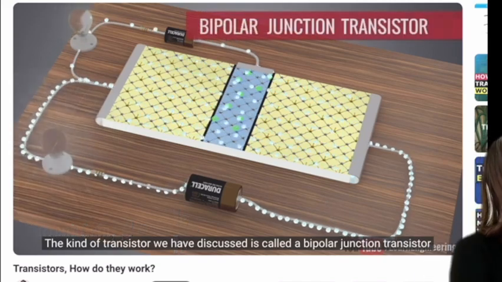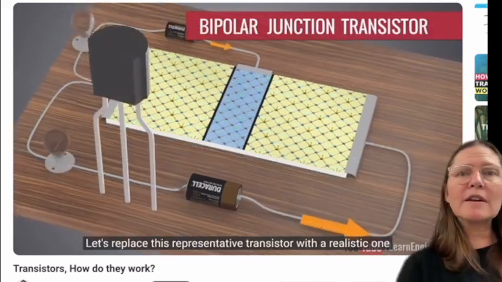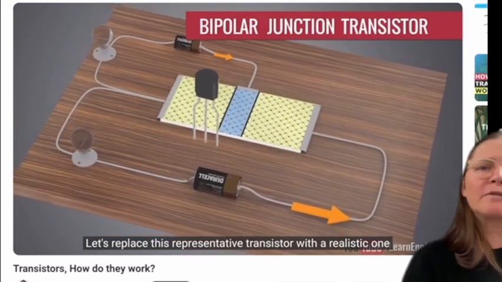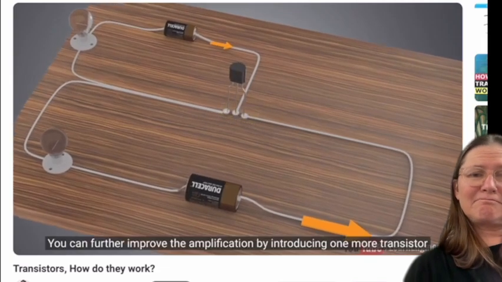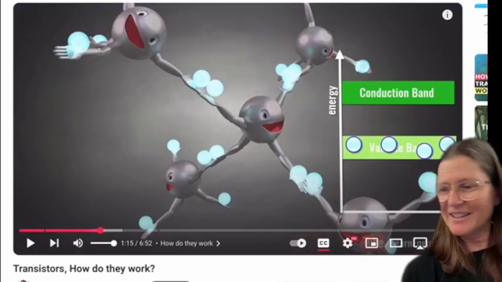So this acts kind of like a switch, and then this is the actual symbol of the BJT.